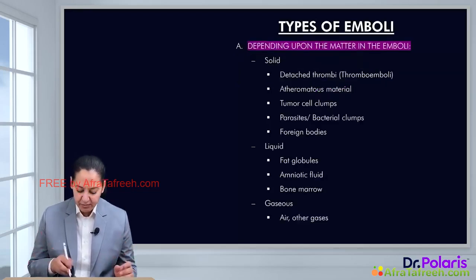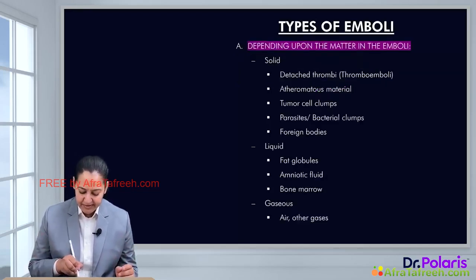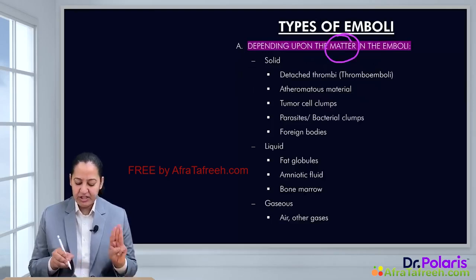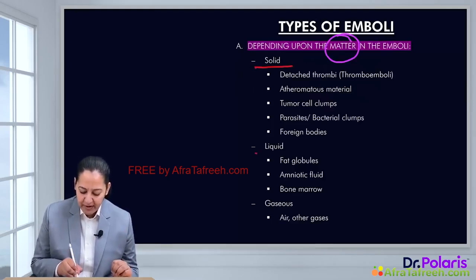Let me come to the first one, depending on the matter. As I have told you, the first one depends on the matter present in the emboli. So it is of 3 types: solid, liquid, and gaseous.